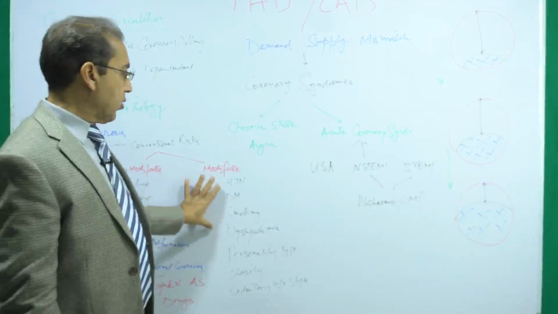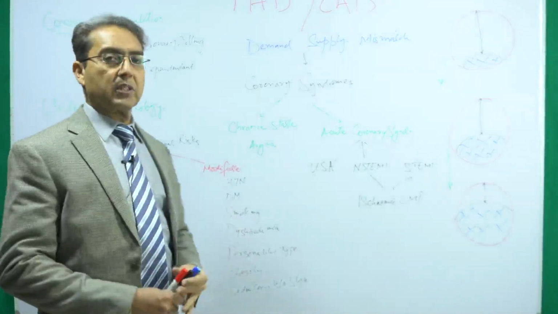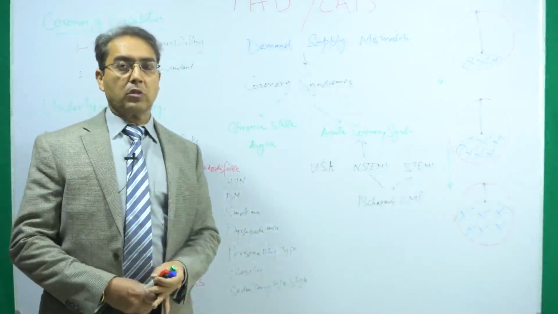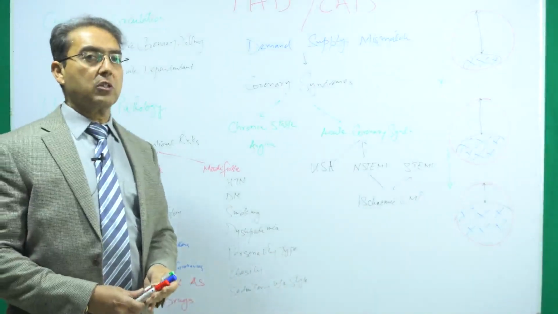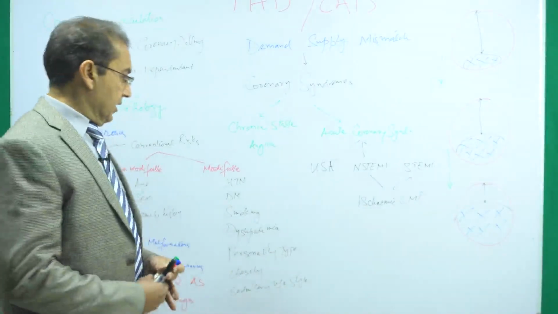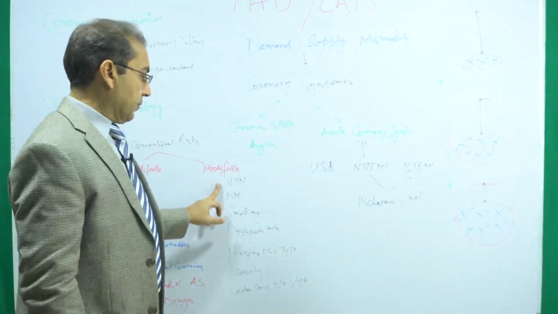And now you've got certain modifiable factors. For example, one important one is hypertension. If you see, hypertension is one of the leading causes which contributes to cardiovascular mortality. So hypertension can be modified.